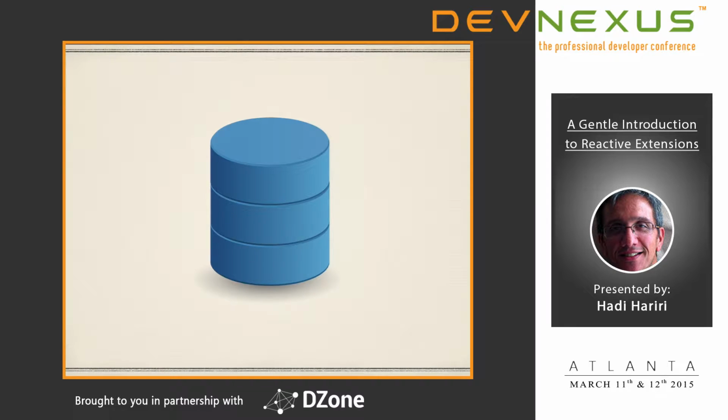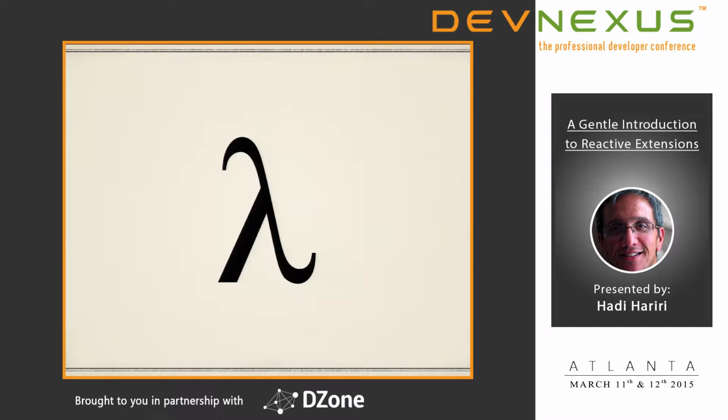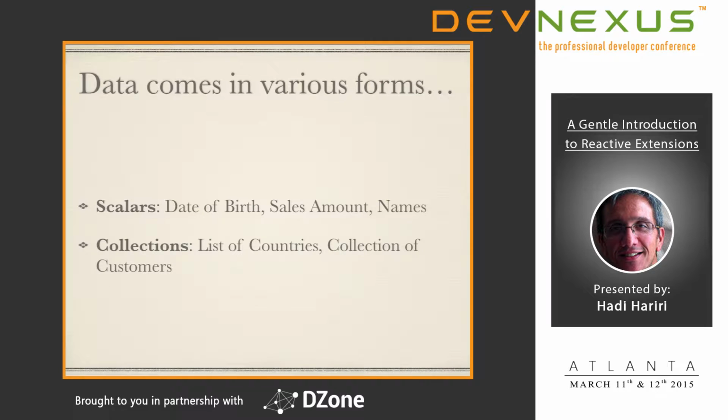But jokes aside, we do provide better value than just processing data. But if you think about it, we just have a whole bunch of data, and a whole bunch of functions that we can apply to this data. That's it. Really, that is it. And this data comes in various forms. If you were in my presentation this morning, you saw this slide as well. We have scalars, individual values: date of birth, sales, amounts, names. Then we have collections of data, like a list of countries, a collection of customers, etc.